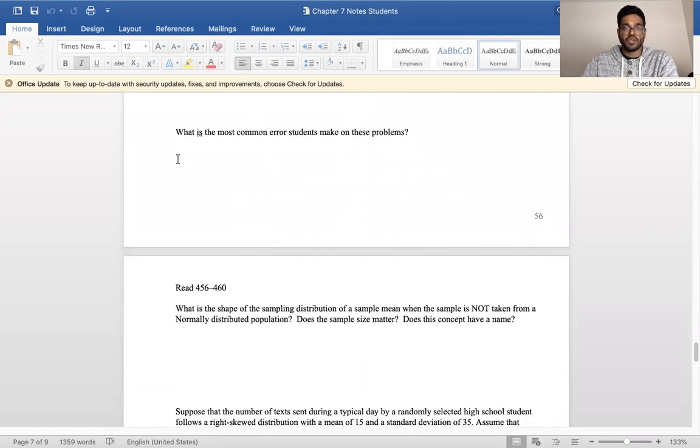What's one thing you've got to make sure you remember? Most students forget to divide by root n in the denominator. That will lead to a wrong standard deviation. So make sure you do that, and make sure you check your conditions. Make sure you're doing this before you go into your problem.